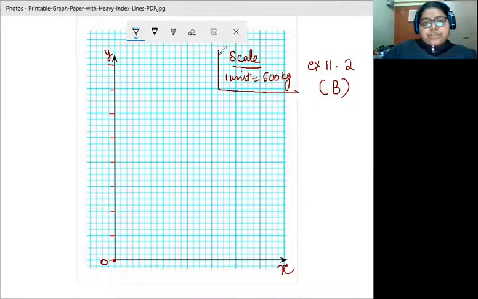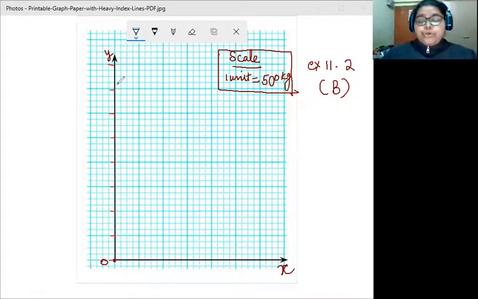This is important. If this is not written, your answer would be wrong. Write it carefully. 1 unit is equals to 500 kg. Now, next thing. It is a number, so the quantity will come in the y-axis, because I had told you: anything that includes a number or which will be calculated would come in the y-axis, and the different types of food grain would come in the x-axis.